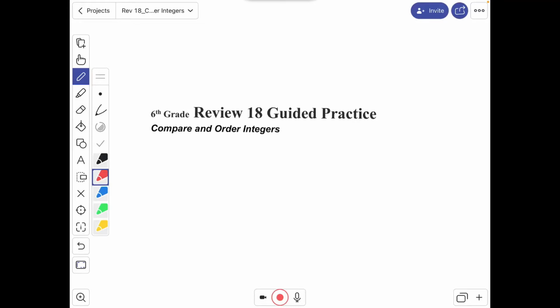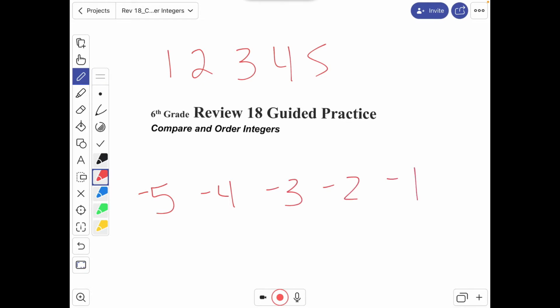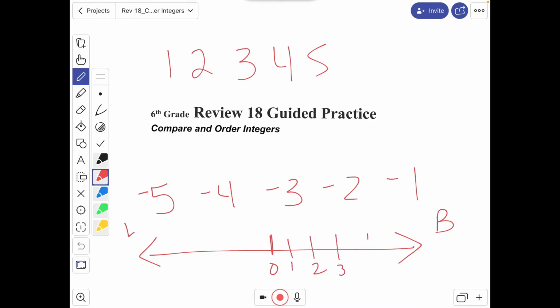Today we're covering Review 18, Compare and Order Integers. Integers are all the whole numbers and their opposites. Their opposites would be... and remember, on a number line, the bigger numbers are on this side and the little numbers are over here. The bigger numbers are positive, and we know they go in counting order. And it kind of looks like the negatives go backwards.